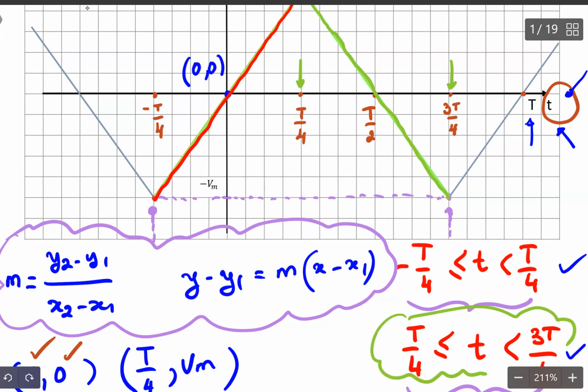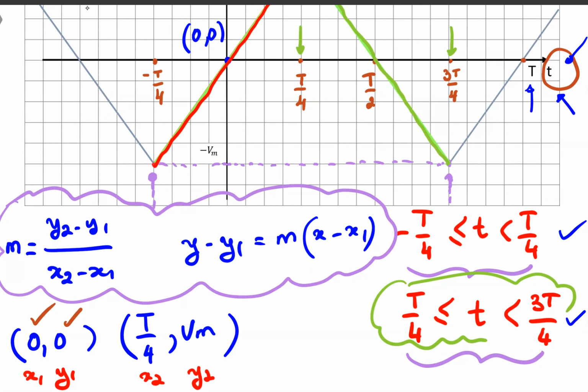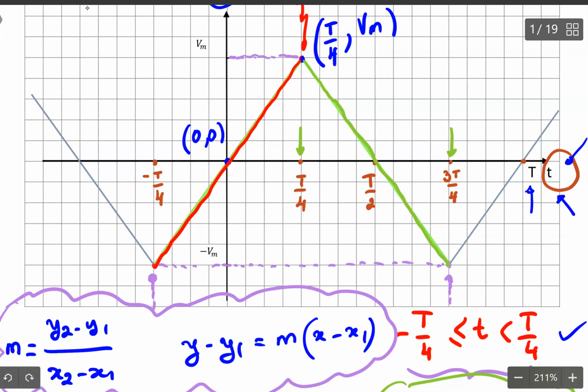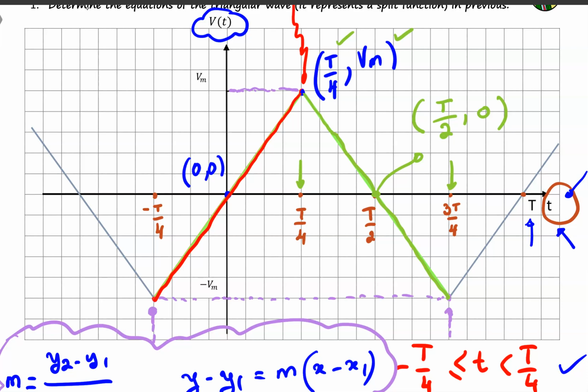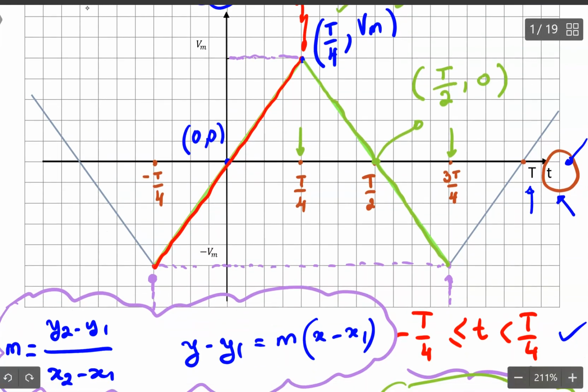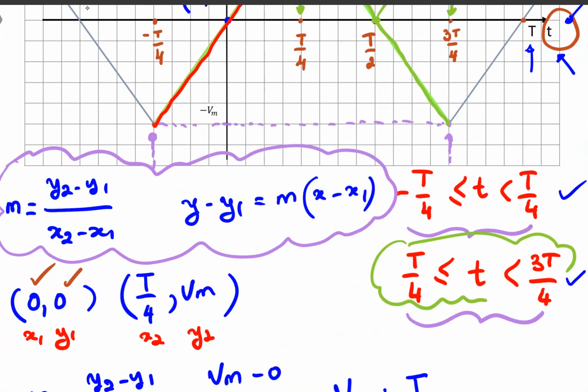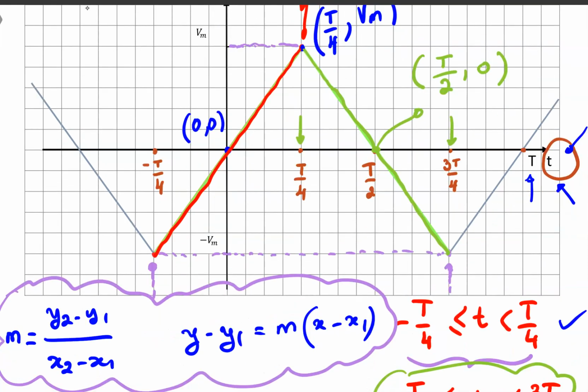Okay, so here what we have, t will be greater than or equal to T over 4 and less than 3T over 4. So what point do I choose? On this graph, I only have this point to work with. So what I will do is choose this point so that it's easier, because I will have a 0 in it. That's what I mean. So I will have time domain as T over 2, and then for v(t) that should be equal to 0. So we should write down those 2 points, and we will use that to figure out our next equation for this waveform. Alright, so T over 4, Vmax, and T over 2, 0.